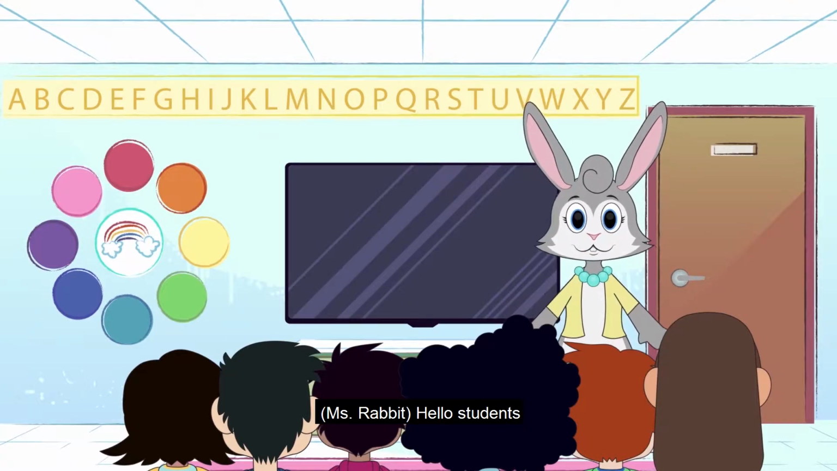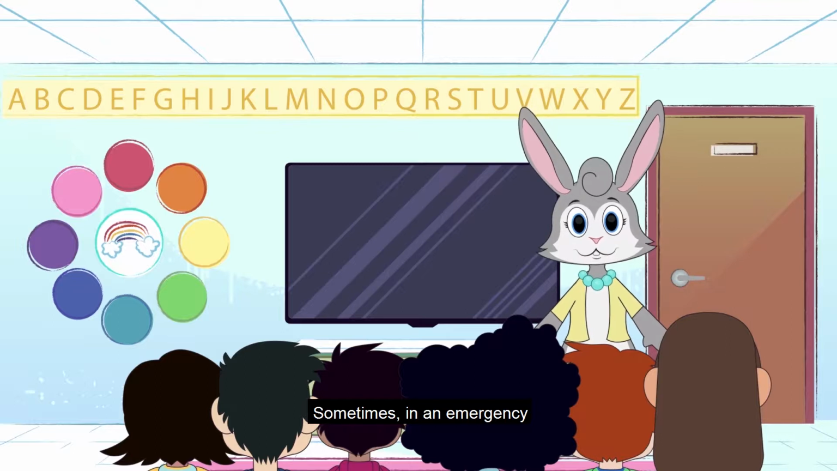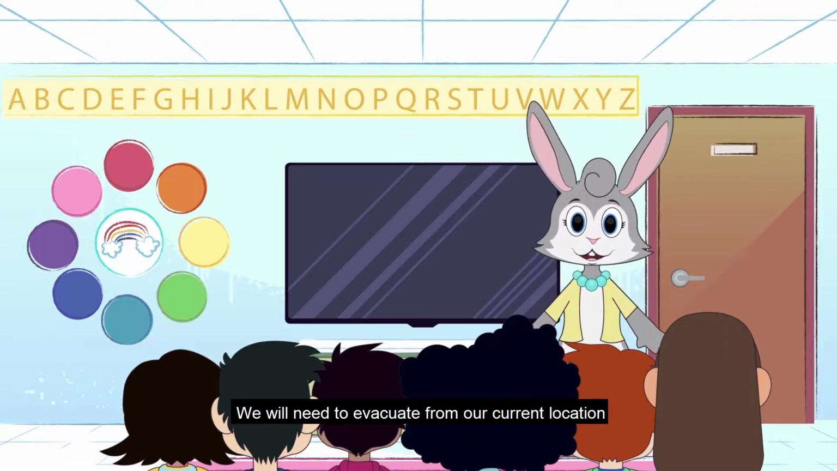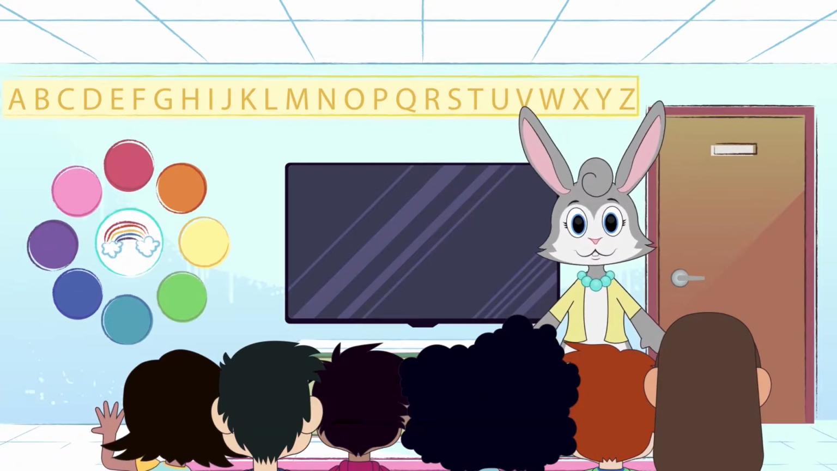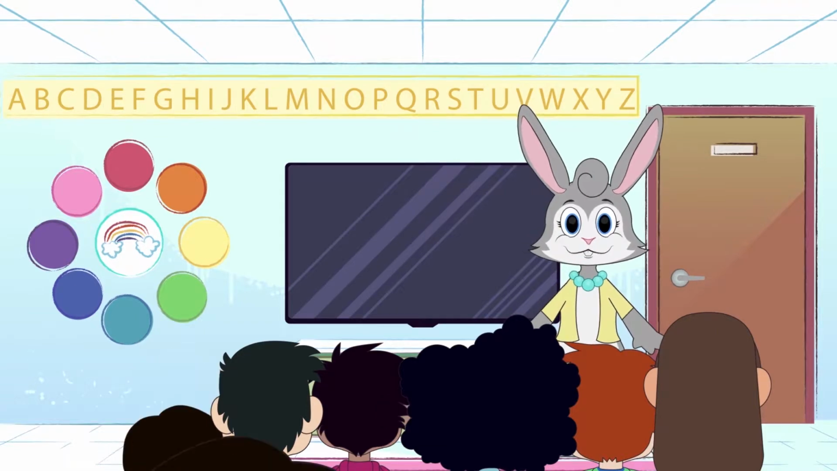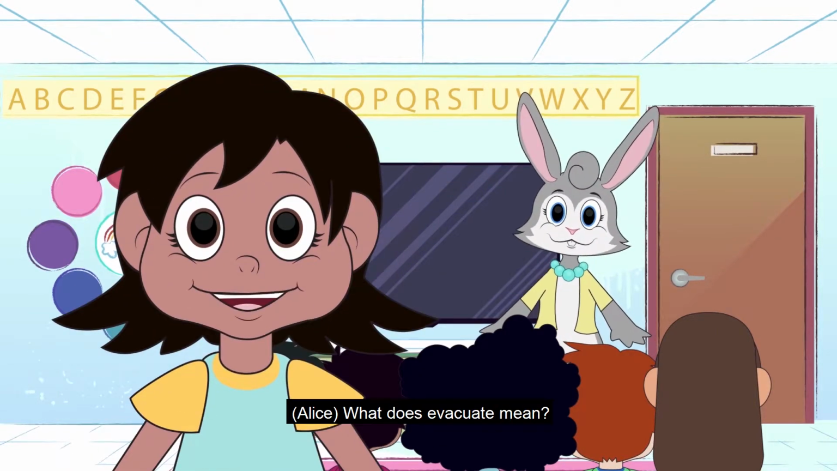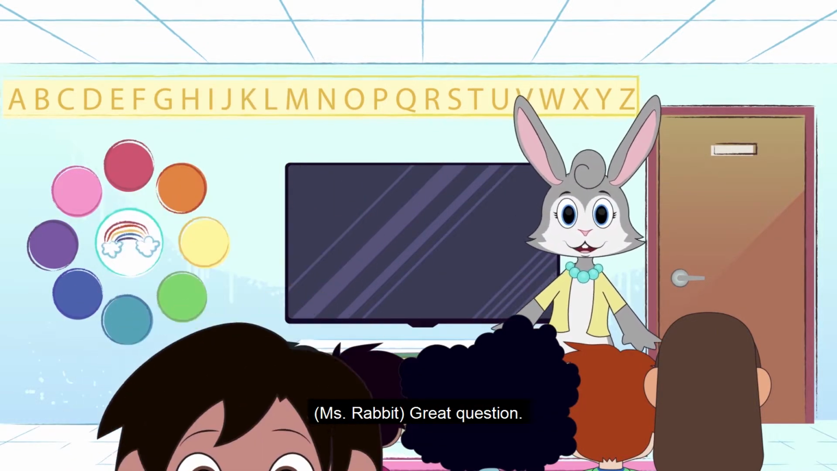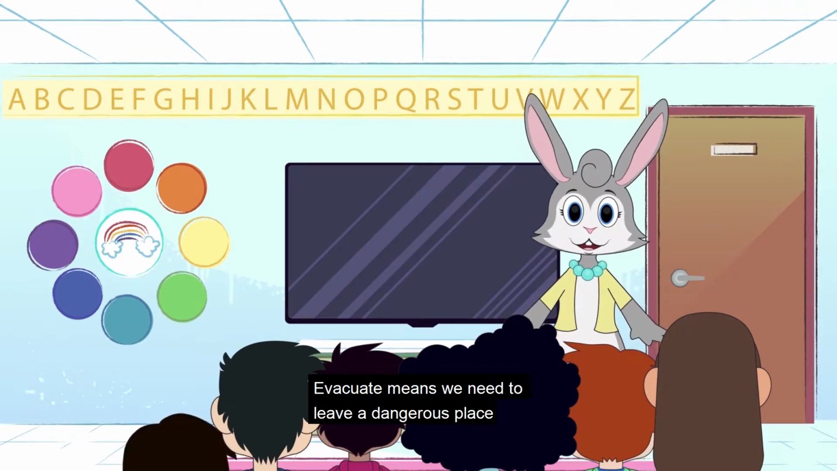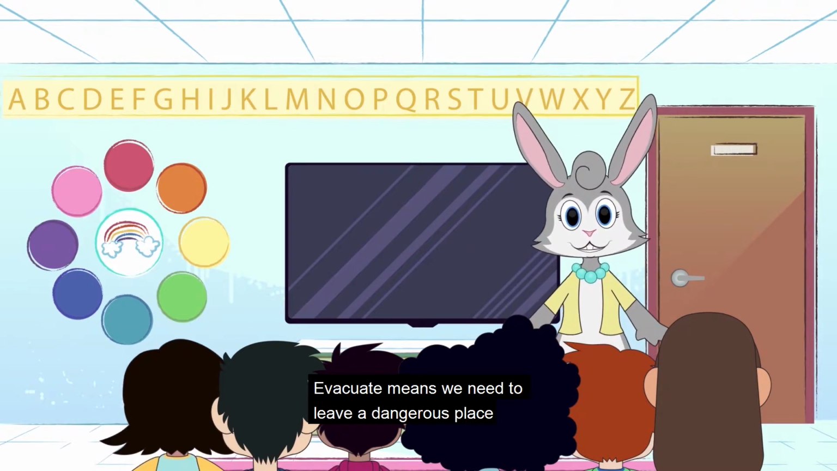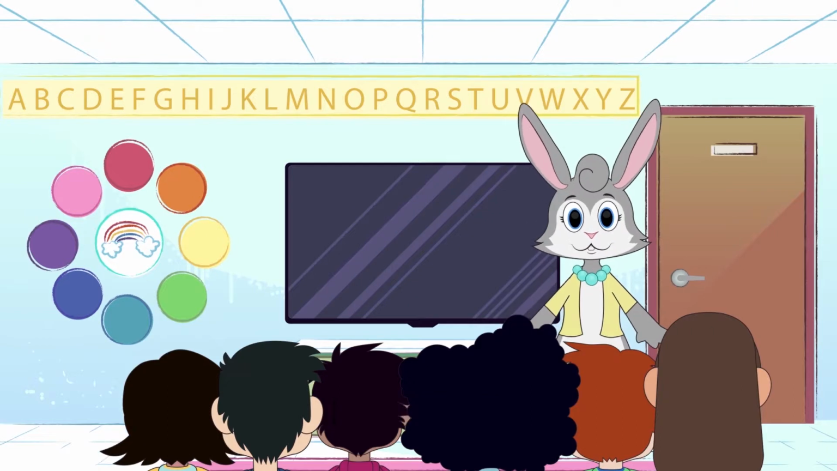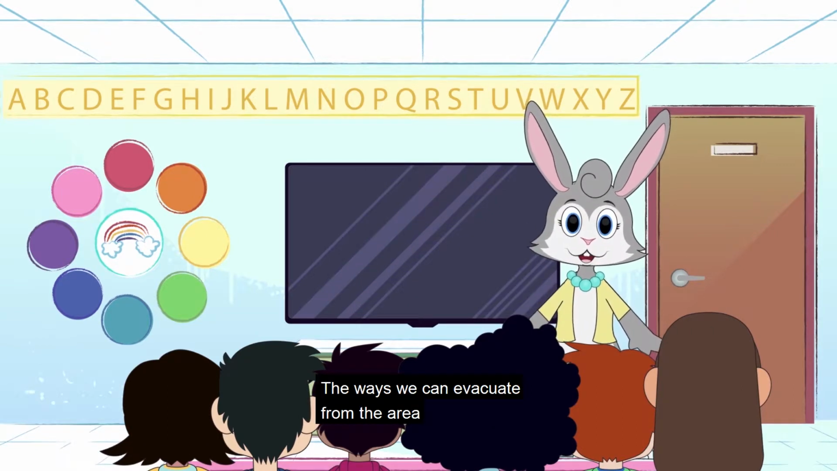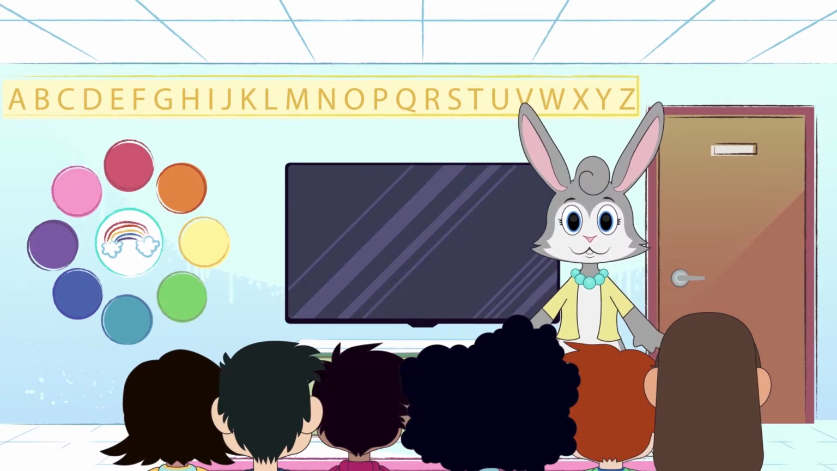Hello, students! Sometimes, in an emergency, we will need to evacuate from our current location. Yes, Alice? What does evacuate mean? Great question! Evacuate means we need to leave a dangerous place and go to a safe place. Today, we are going to discuss the ways we can evacuate from the area.